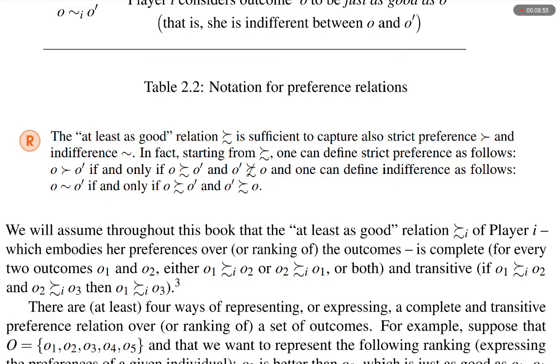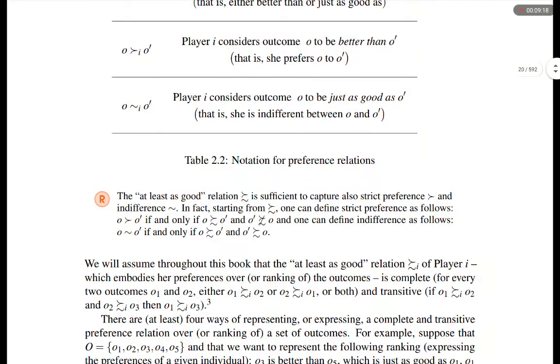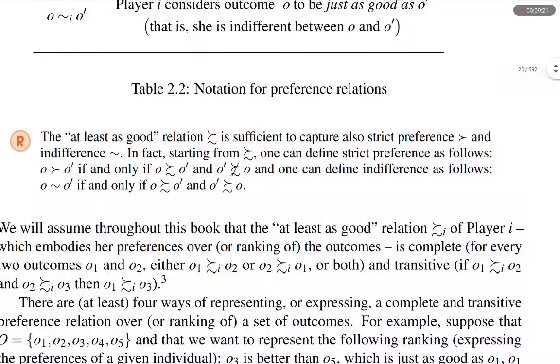We will assume throughout this book that the at least as good as relation, ≿ᵢ, of player I, which embodies her preferences over, or ranking of, the outcomes, is complete. For every two outcomes, O1 and O2, either O1 is better than or just as good as O2 for player I, or O2 is just as good as or better than O1 for player I, or both.